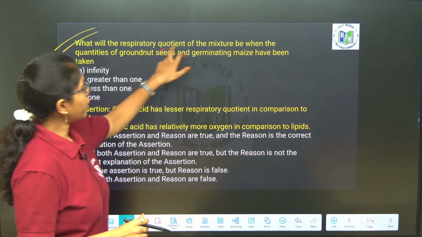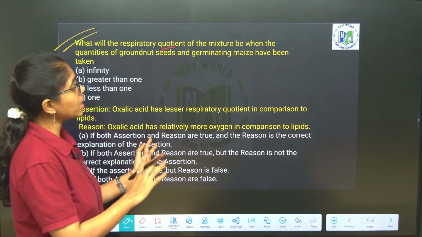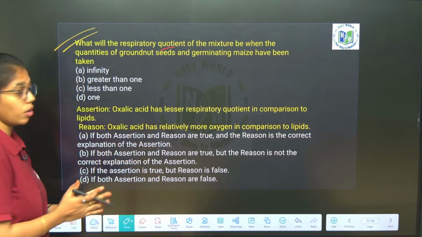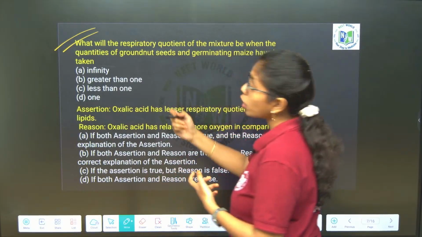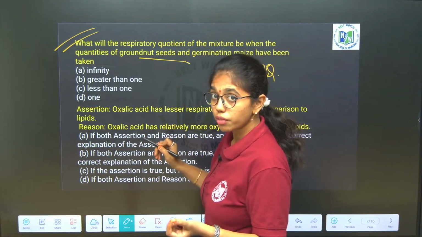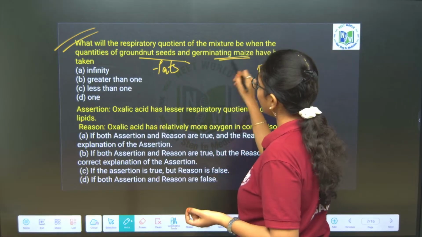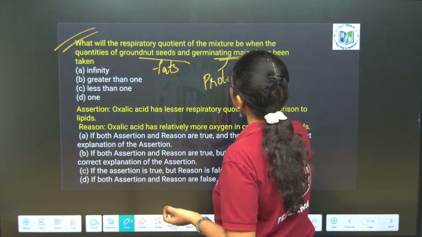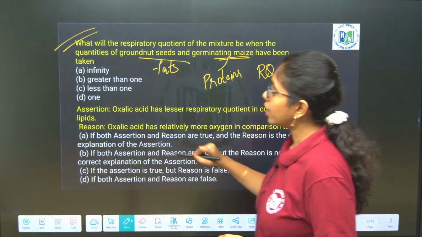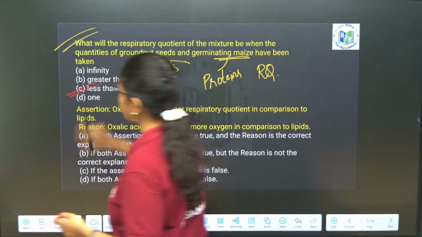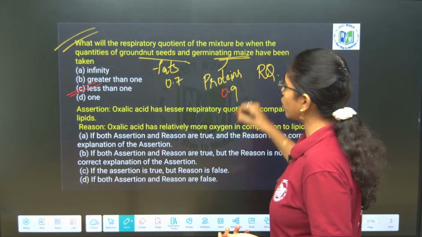What will be the respiratory quotient of the mixture when the quantities of groundnut seeds and germinating maize have been taken? So here he is asking what the RQ value will be. Groundnut seeds has what? Fats or lipids, right? And germinating maize is proteinaceous in nature. So RQ value will be less than 1 when fats and proteins are taken, right? So here the right answer will be option C. For fats it is 0.7, for proteins it is 0.9.